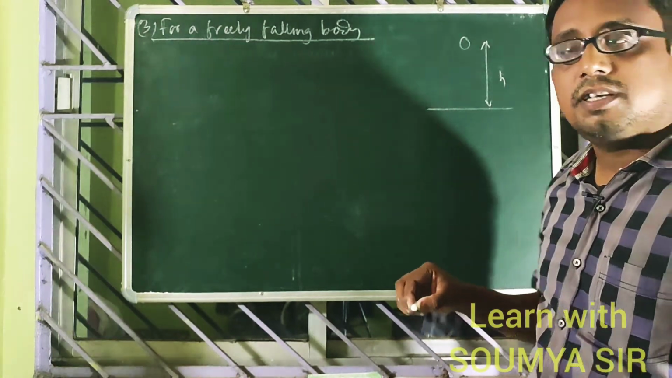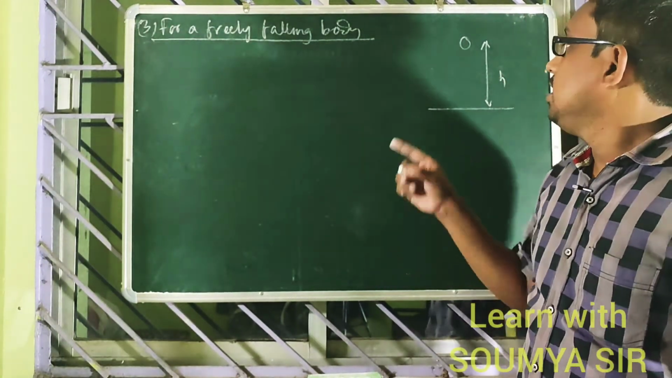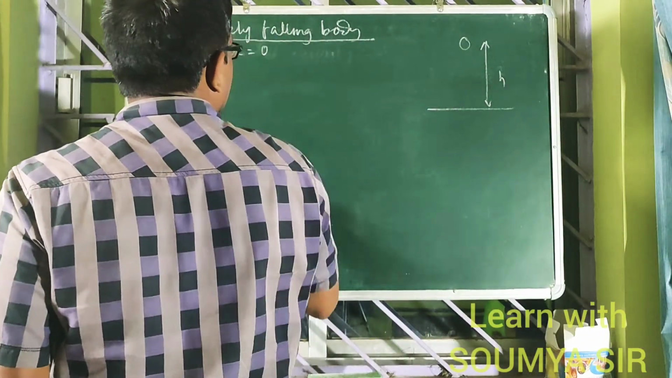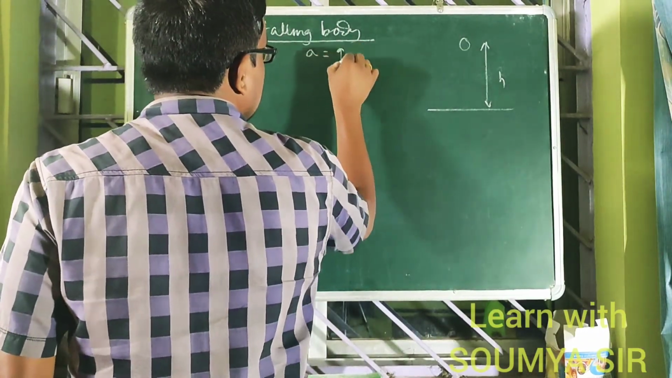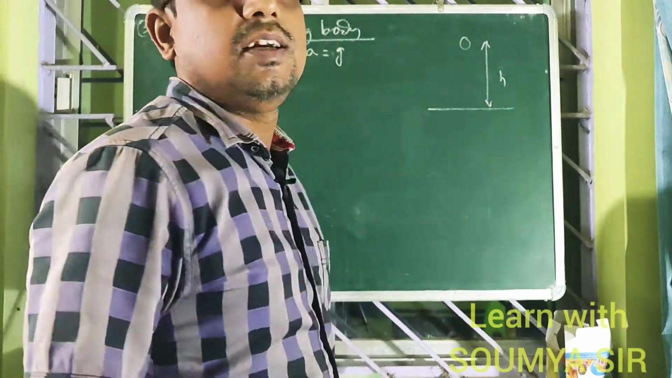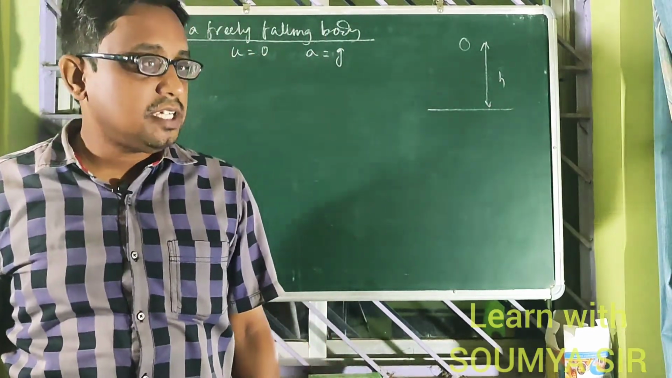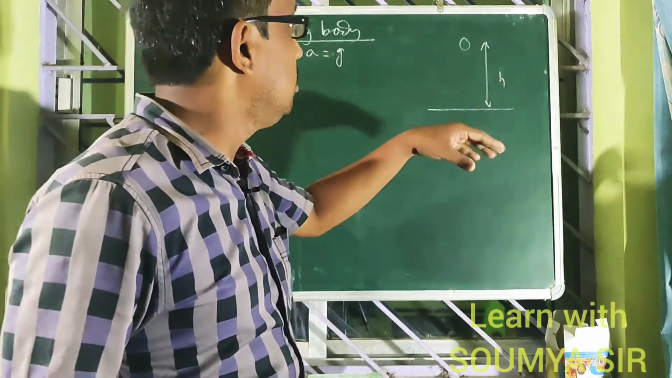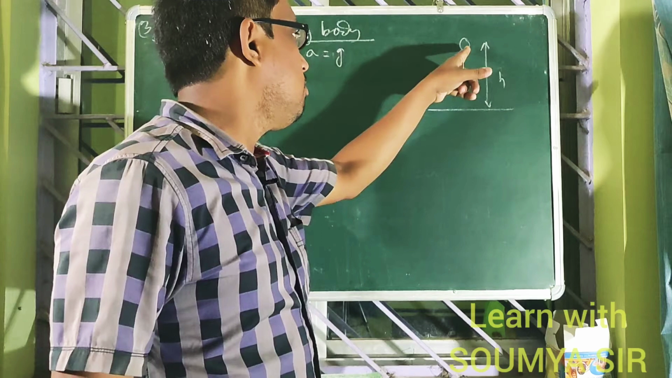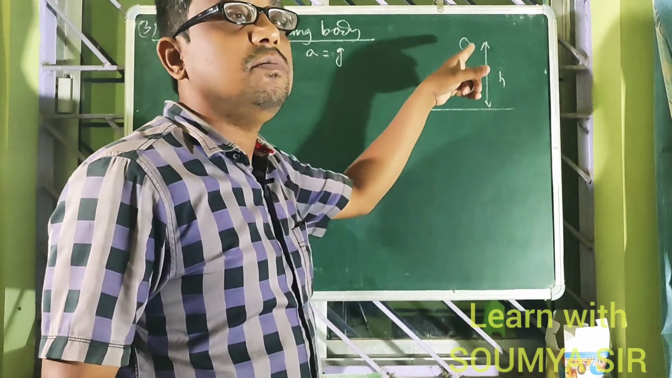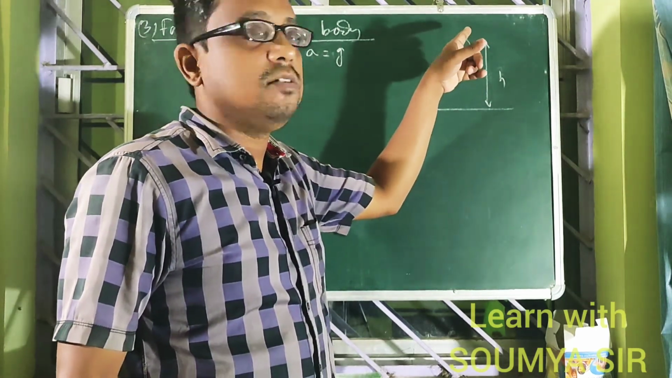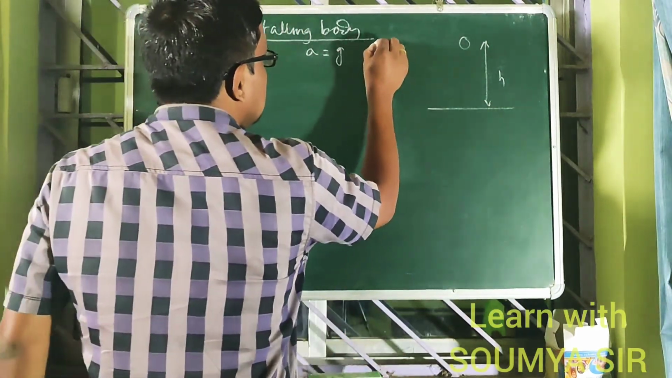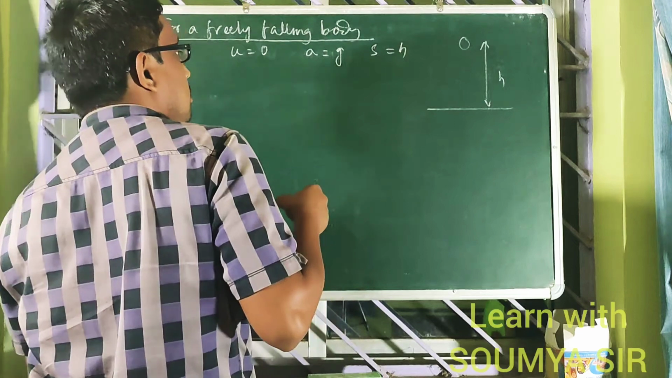So for the freely falling body, we can say that the initial velocity will be 0 and acceleration will be g. Why? Because the body is falling freely under the action of gravity. And the distance travelled, from here to here, will be the distance covered by the body, which will be equal to the height of the body. So distance s will be equal to h.